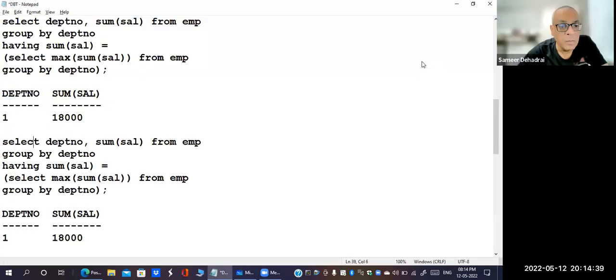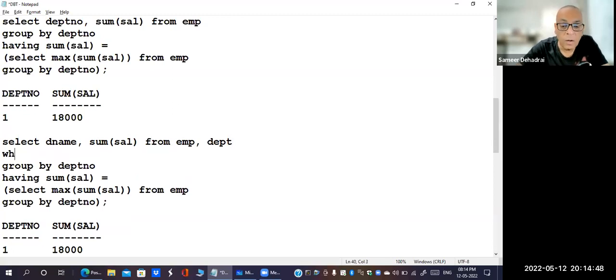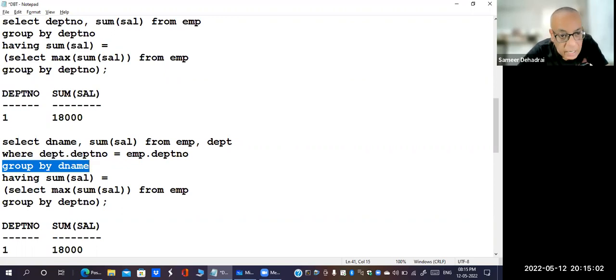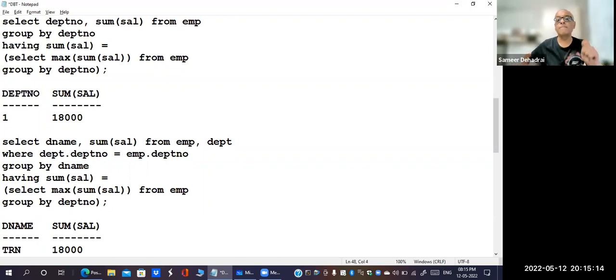So in my select statement, I will select dname, comma, sum sal from EMP, comma, department. First, the where clause: where department.deptno equal to emp.deptno. Here, I will say group by dname, which will give me the sum of sal dname-wise. Having sum sal equal to max of sum sal will give me the dname which is having the highest total. In our case, it is Raining. So I found out the department which is having the highest total.